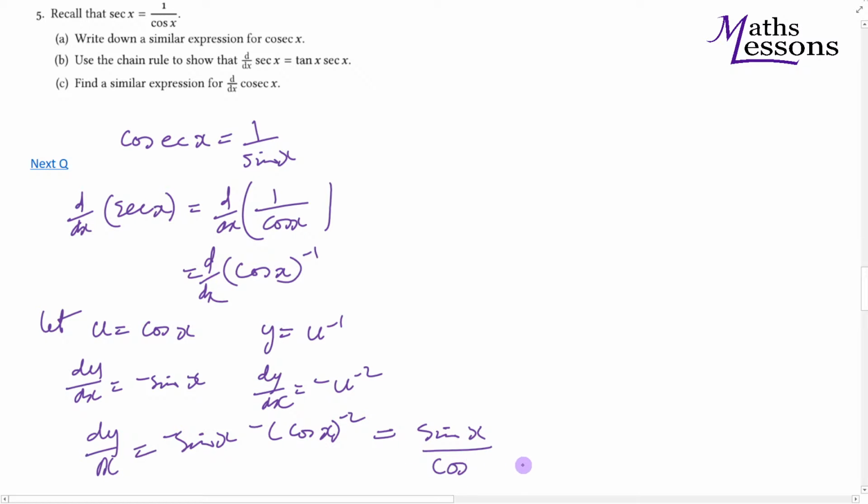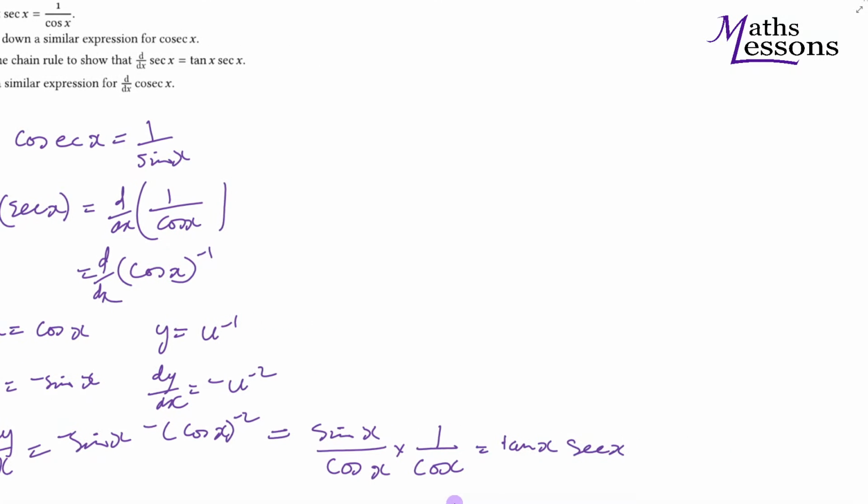Well, let's just write cos squared x as cos x times cos x. And effectively, you've got sine x over cos x times 1 over cos x. Well, that just equals tan x times sec x. And we usually write it sec x tan x. Now, let's just move across, just give ourselves a bit more space.